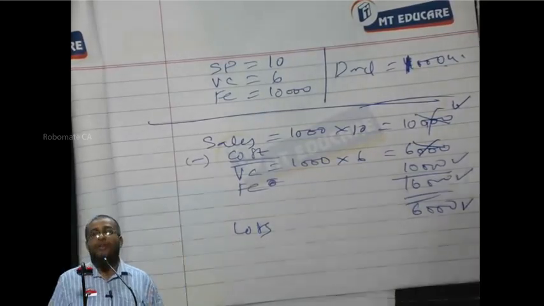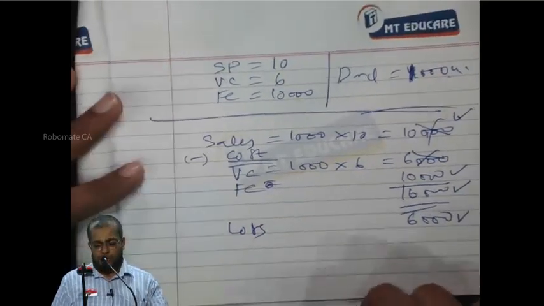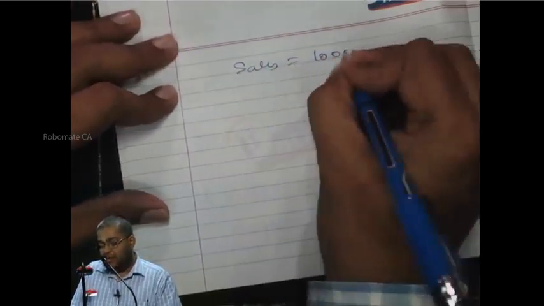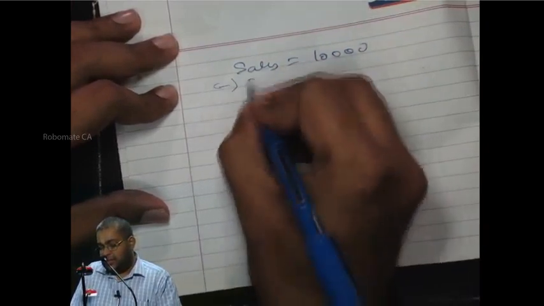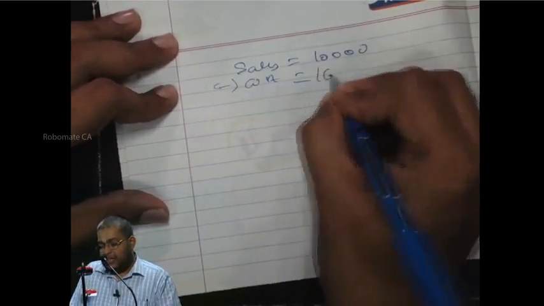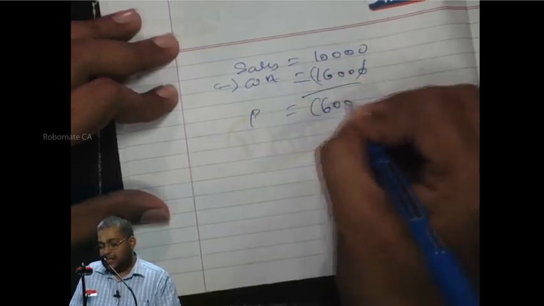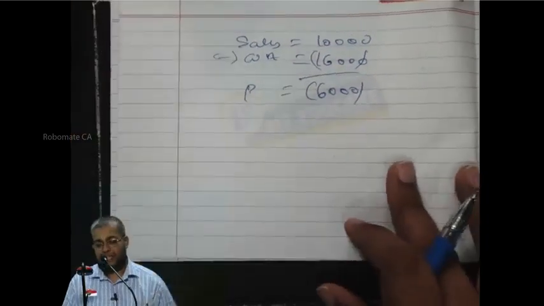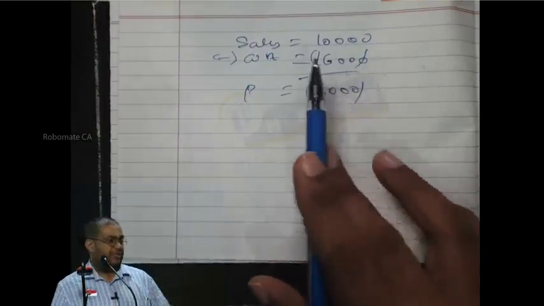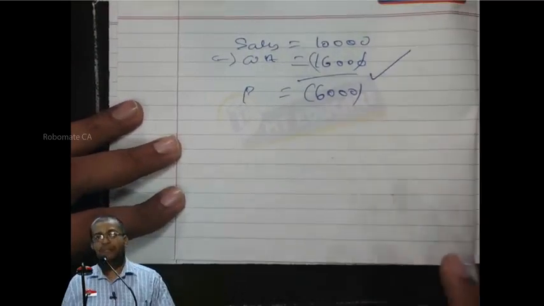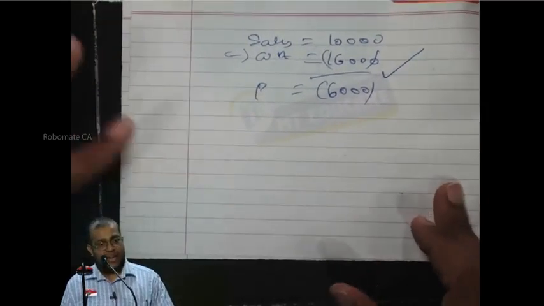Yes, so now tell me, suppose I present the statement like this. Sales, how much rupees? 10,000 and minus cost. What is cost here? 16,000. What is the profit? Minus 6,000 is the statement I present. Now tell me, what is the profit here? 6,000 loss. Tell me, based on this statement, can I make a correct decision? I cannot make a decision.